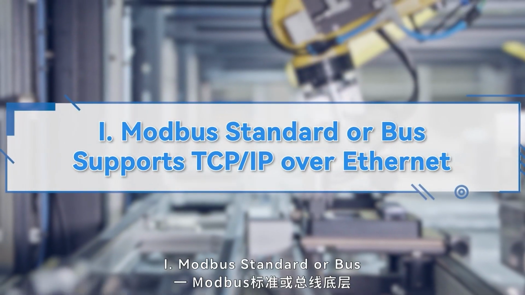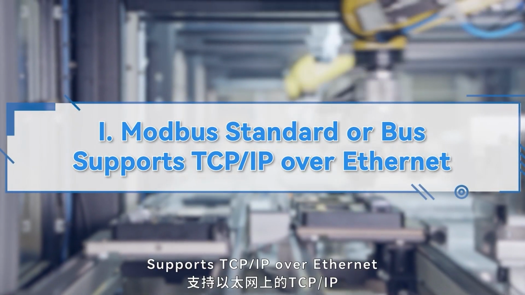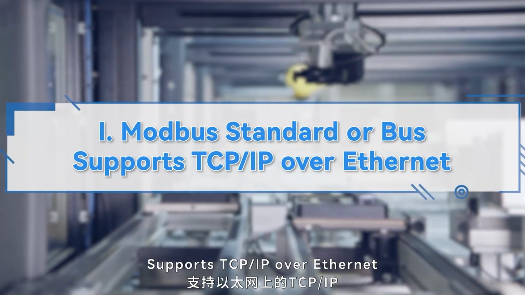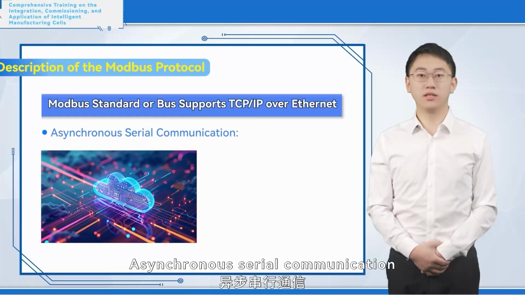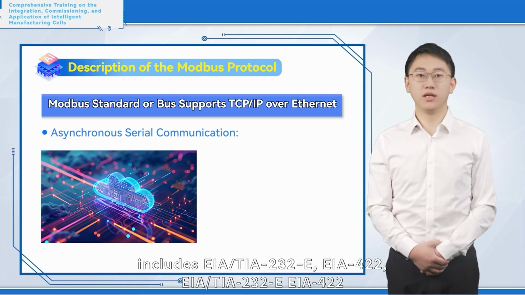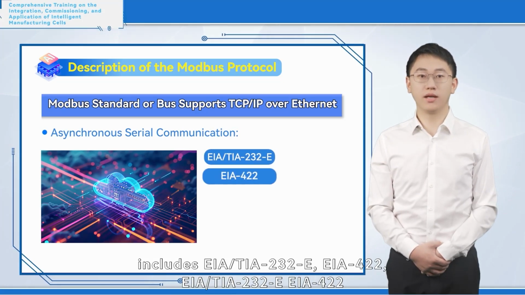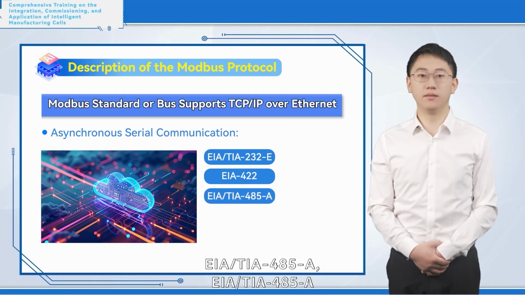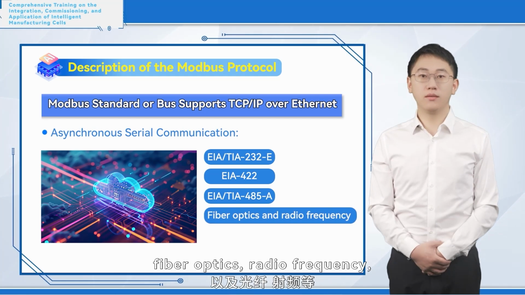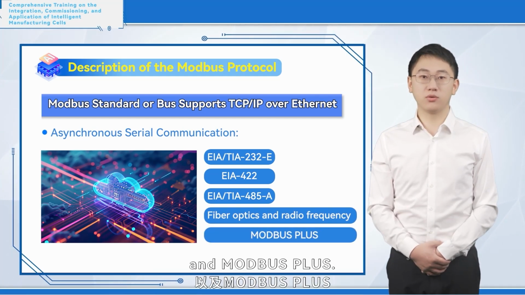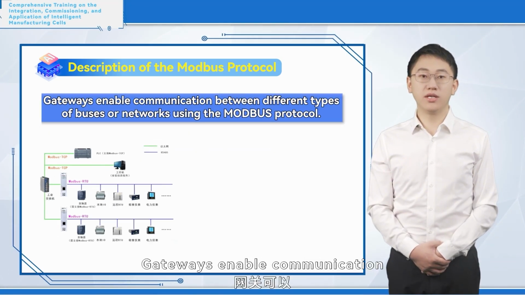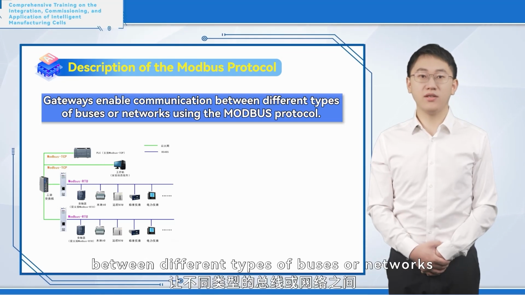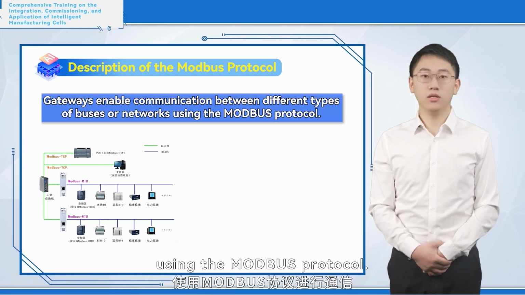1. The Modbus standard or bus supports TCP/IP over Ethernet. Asynchronous serial communication includes EIA/TIA-232E, EIA-422, EIA/TIA-485A, fiber optics, radio frequency, and Modbus Plus. Gateways enable communication between different types of buses or networks using the Modbus protocol.